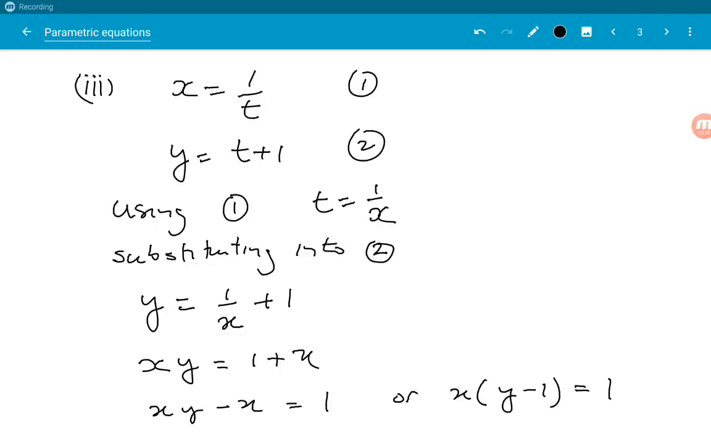In example 3, I'm using equation 1. Make t the subject, t equals 1 on x, substitute it into the second equation, y equals 1 on x plus 1, and then multiplying the equation by x, I get xy equal 1 plus x. Therefore, xy minus x is equal to 1, or I can factorize this and say x(y minus 1) is equal to 1. Either expression will suffice.